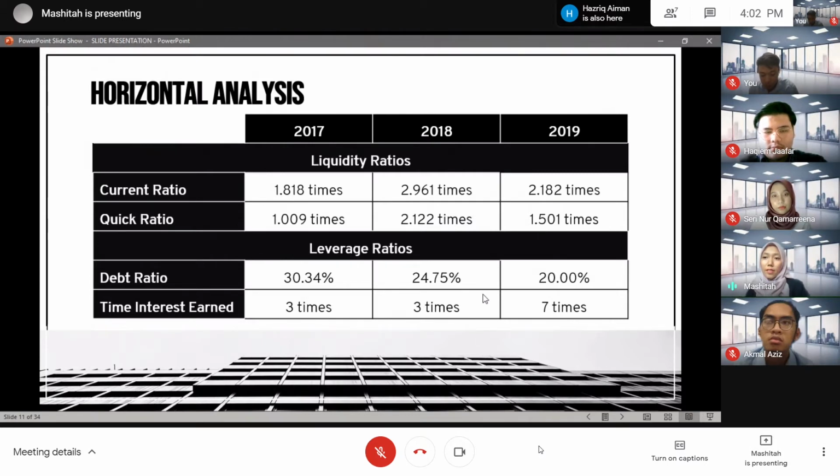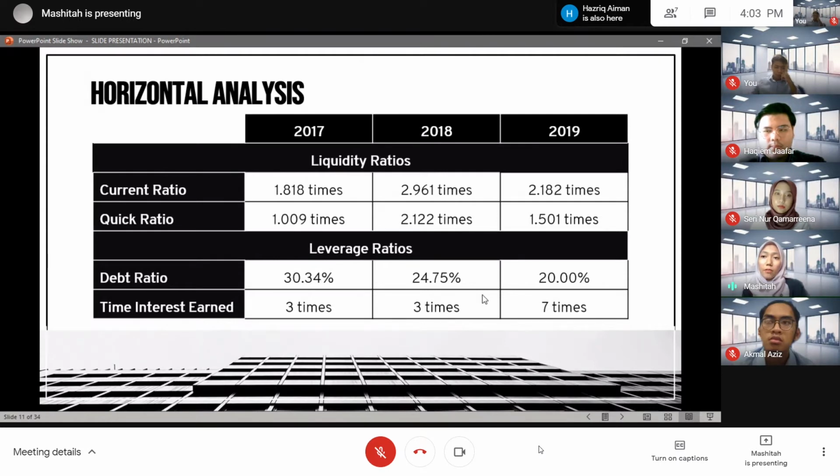Here we can see the debt ratio and time interest earned. The highest debt ratio is during 2017, which is 30.34%. Based on the annual report of Rubberex, during 2017, the new rules by the European Union made the company face much debt financing. As we know, leverage ratio is a measure of whether the company depends too much on debt financing or not. Here we can see the highest debt ratio is during 2017, which indicates that in that year, the company depended too much on debt financing.